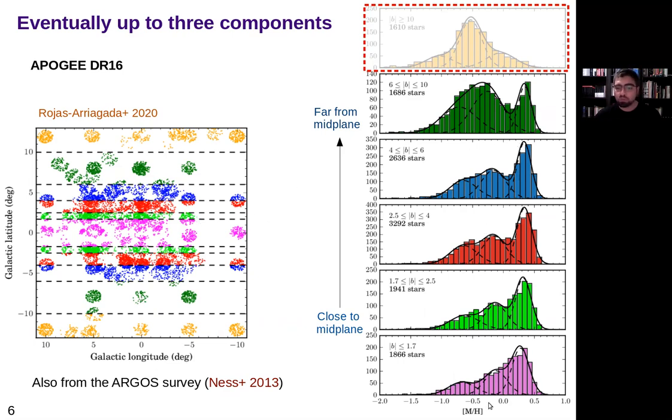The position of the components seems to be fixed independently of the latitude, while the proportion of metal-rich stars is larger close to the midplane than far from the midplane, where metal-poor stars are more abundant. So qualitatively, these are the same results we have seen before with optical surveys, but here with a bit more detail because of the larger samples coming from the Apogee sampling.